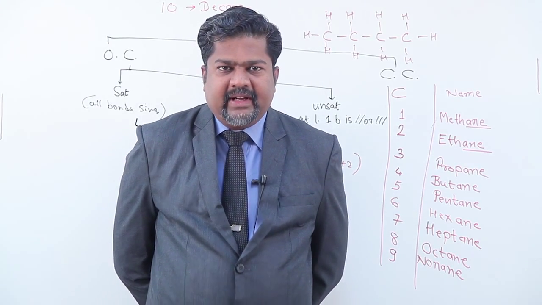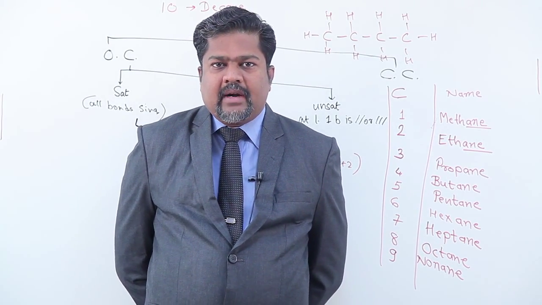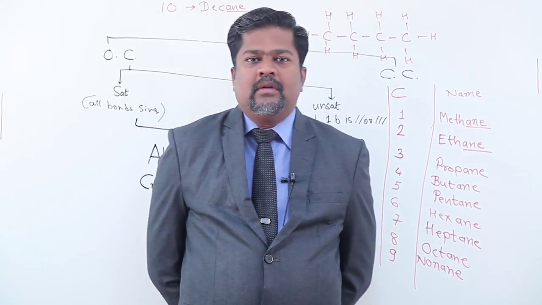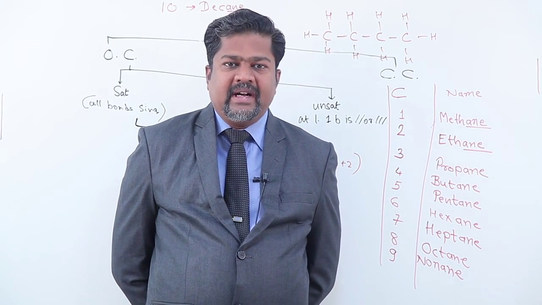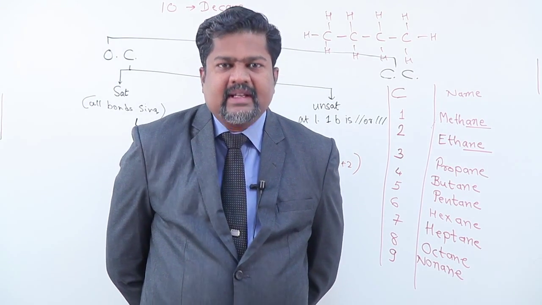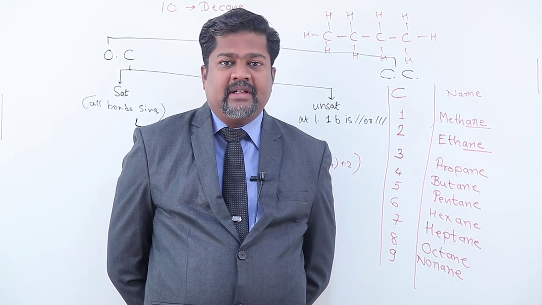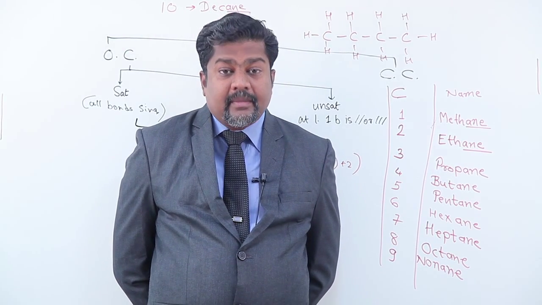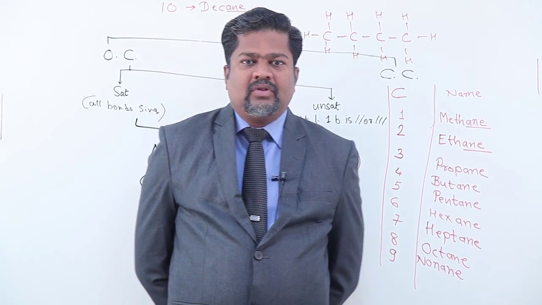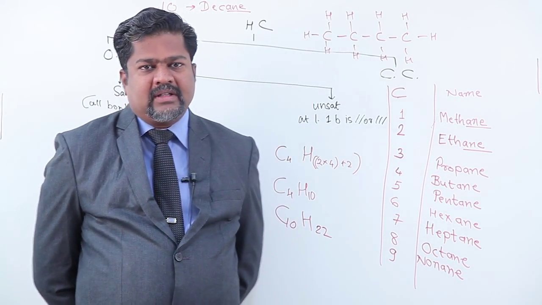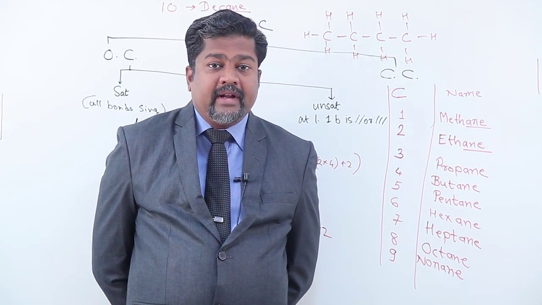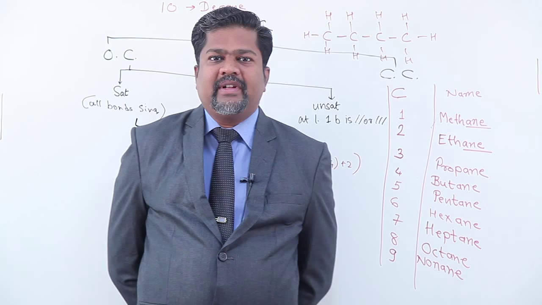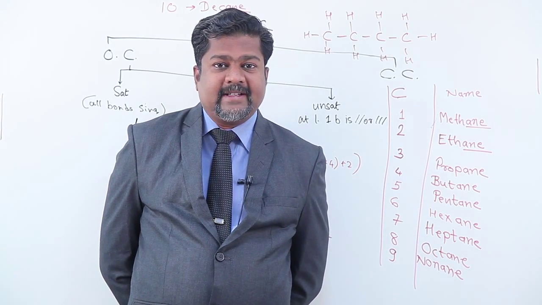Carbon number 1 methane, carbon 2 ethane, carbon 3 propane, carbon 4 butane, carbon 5 pentane. Sanskrit word is pancha, so similar, pentane. Carbon 6 hexane, carbon 7 heptane, carbon 8 octane, carbon 9 nonane, and carbon 10 decane. So these 10 alkanes you have to learn by heart, then organic chemistry is somewhat easy, because the rest of the things also we have to learn by heart to a larger extent.